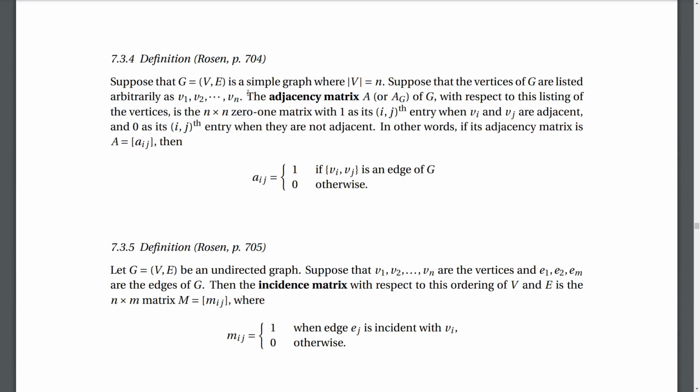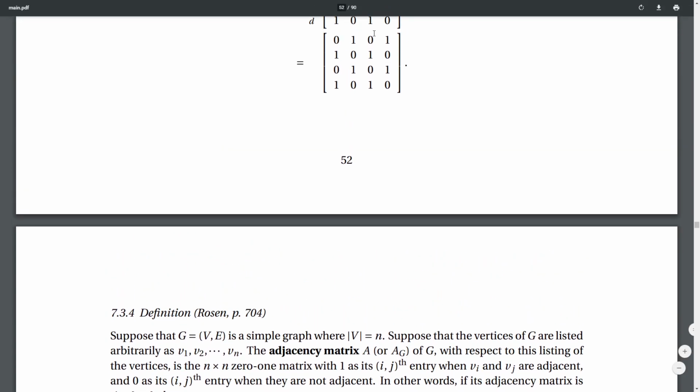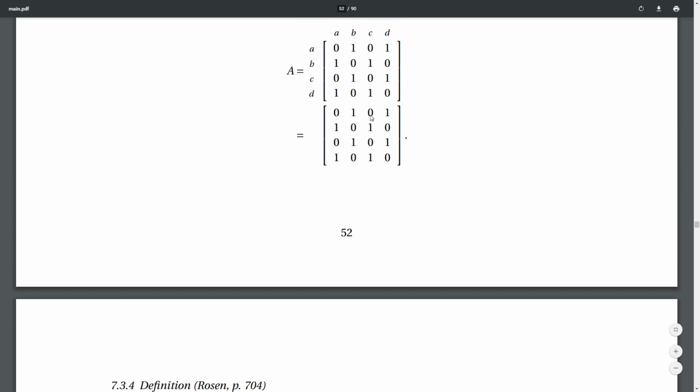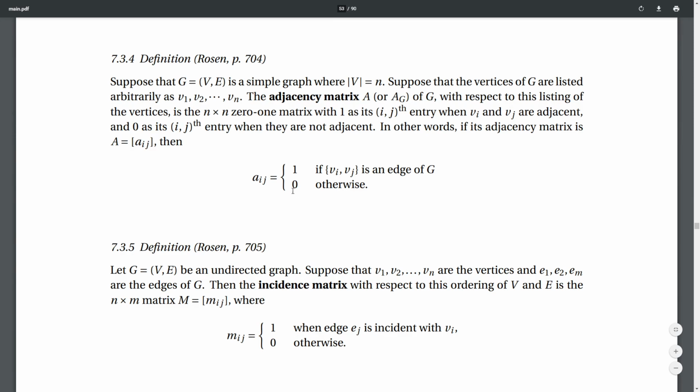Okay. So this is a more formal definition of an adjacency matrix, right? So row I, column J is 1 if there's an edge connecting them, right? So that's what this says. And it's 0 otherwise, right? So that's all this is saying.